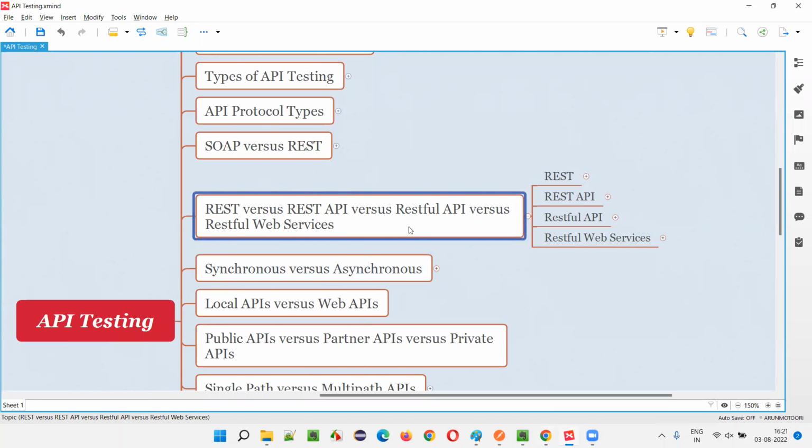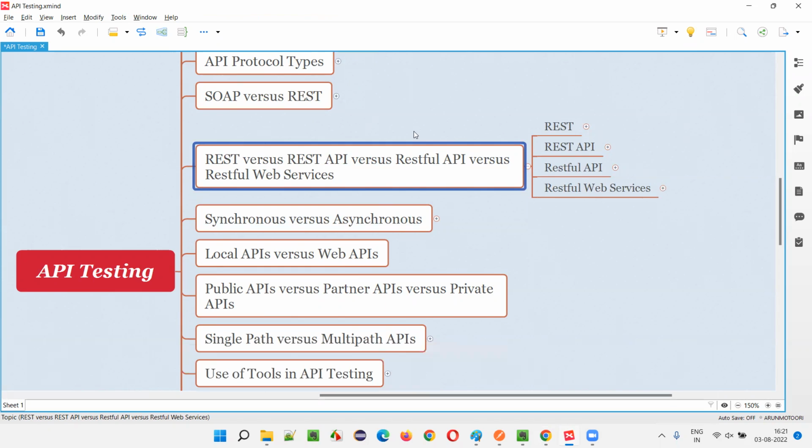So it's one of the very interesting topics, guys. A lot of the interviews may be asking you, what is the difference between REST and REST API, or what is the difference between REST API and RESTful API? What is the difference between REST API and RESTful Web Services, or REST? Any combination they may ask you, guys. But ultimately, you should have the knowledge of what exactly they are. What are these four terms you have to understand?